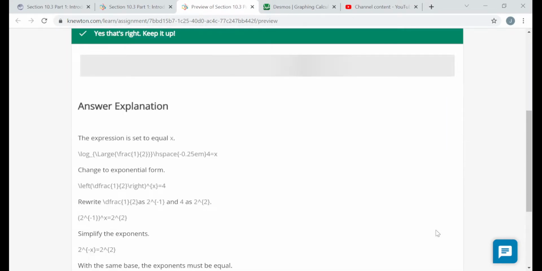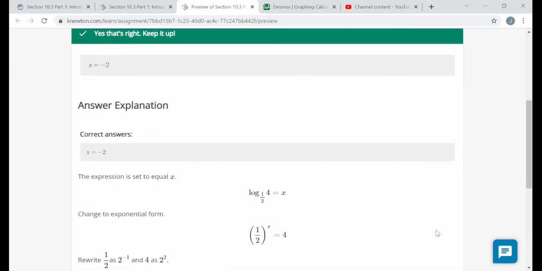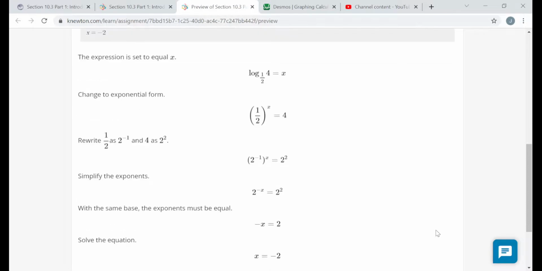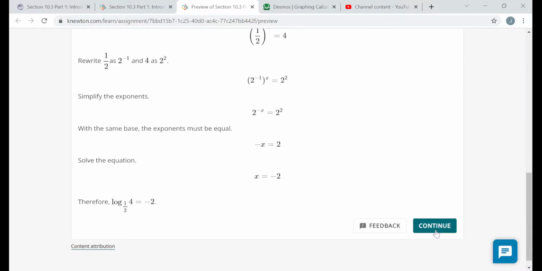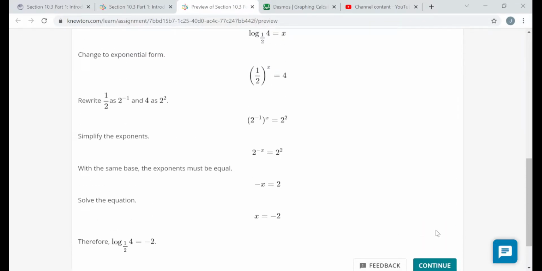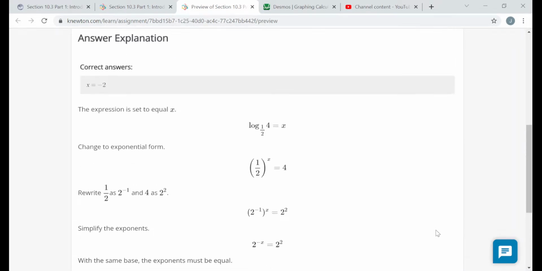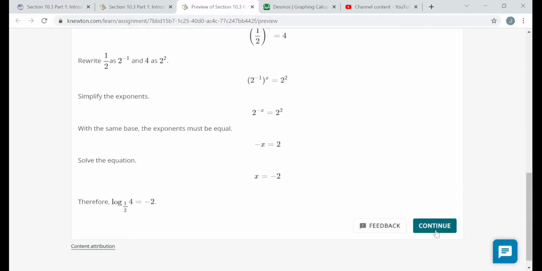After every question, there should be an answer explanation. Please read these. If you got it right, glance through it just to make sure you got it right for the right reasons. Or maybe they went through some alternate method that you like better, and you can use that in future questions. If you got it wrong, definitely read through the answer explanations, try to figure out why you were wrong, and hopefully you can learn from your mistakes.